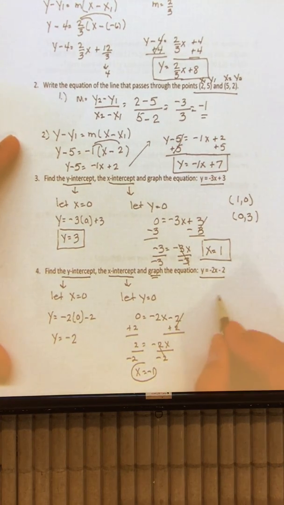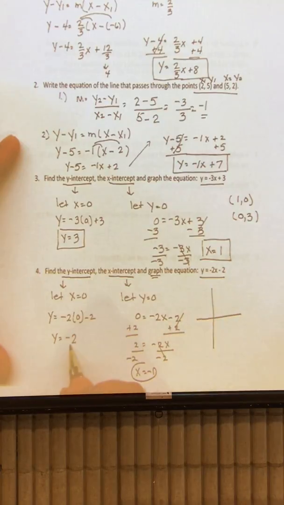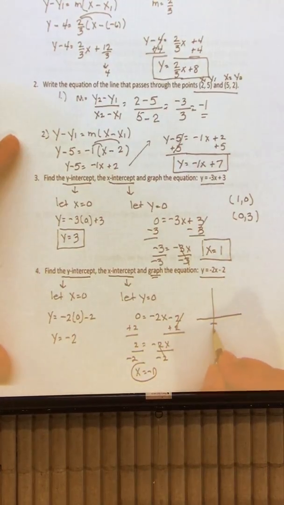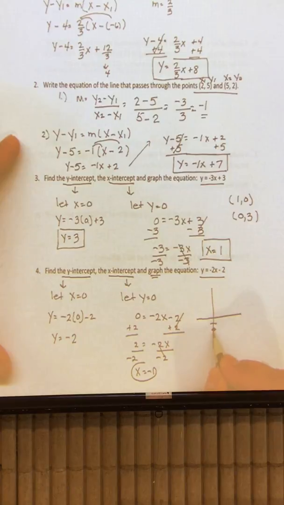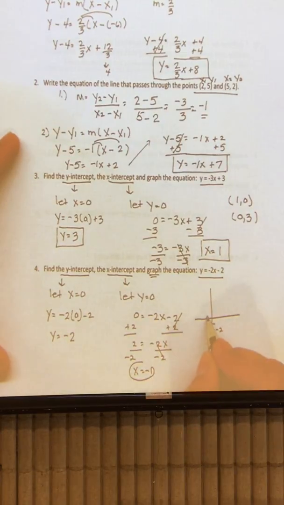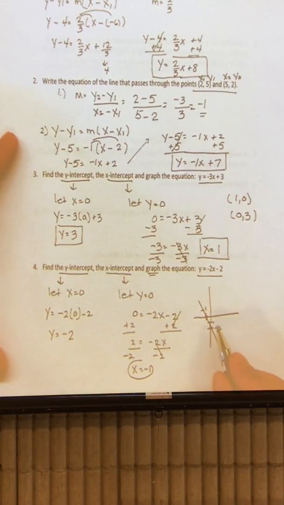Graphing number 4, the y-intercept is negative 2. So that's your point on the y line, negative 2. And you let x equal negative 1. So the negative 1 is on your x line. That's negative 1. And you connect the points, and that is the graph of the line for number 4.